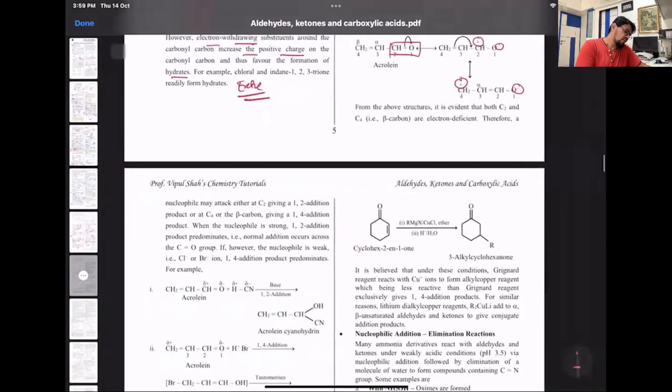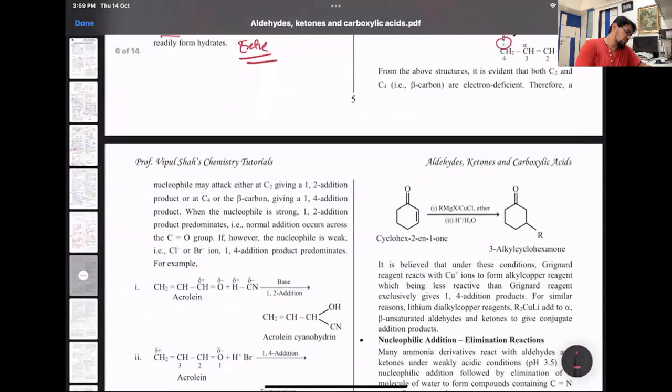In the above structure, the positive charge is on C2, C3. Therefore, the nucleophile may attack C2, giving 1,2 addition, or at C4 or beta, giving 1,4 addition. When the nucleophile is strong, 1,2 addition predominates, that is normal addition occurs across the carbonyl group. However, if the nucleophile is weak, then 1,4 addition takes place. So now we are talking about how the addition happens in these alpha beta unsaturated aldehydes.